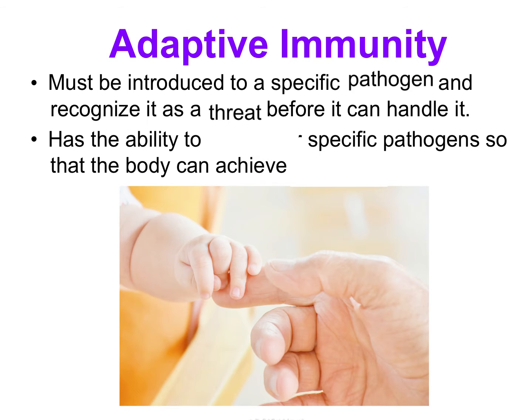But once it is in place, it does have the ability to remember specific pathogens so that the body can achieve immunity. So it's not just remembering the process, it remembers specific to that individual pathogen. So if you notice in our picture here, we have maybe a mother, a parent and a baby. And this starts right away, especially if you are breastfeeding, but even in the womb. You as a baby are getting some of your adaptive immunity from your mother.